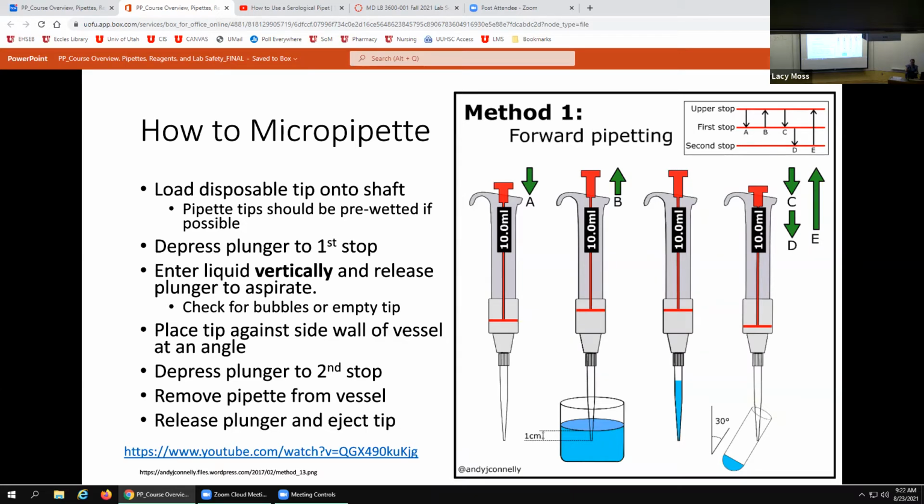That second stop is just a little extra puff of air to blow out that additional little droplet that's at the end. And if you aren't against the vessel wall, that little droplet's just going to end up on the outside of your pipette tip and not actually get dispensed. So that's why you want to be against your vessel wall. And then you'll release your plunger and eject your tip.